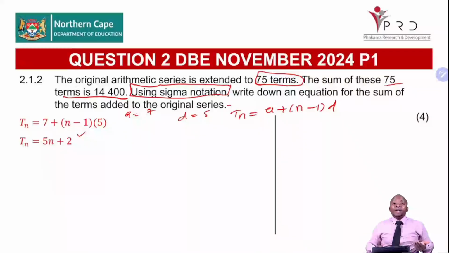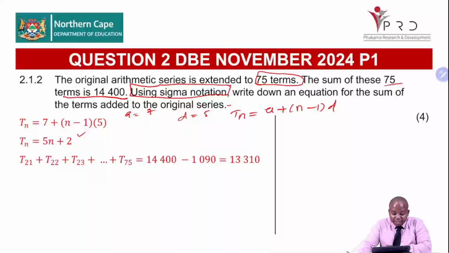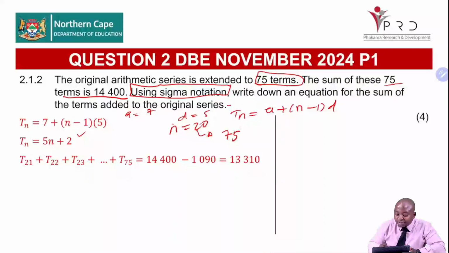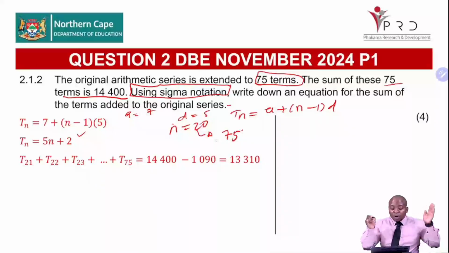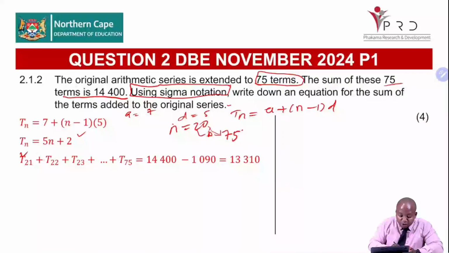Why am I writing my Tn down? I am writing the Tn down so that I can now have my series in this case. I am going to look at the series from T21. Remember, the first term was from n equals 20, so I need to know from 20 to 75. The equation for this one is the one that I have added. I'm not looking for the whole series from 0 to 75. I am looking from 20 to 75. So I'm going to start from T21 until T75 in this case.